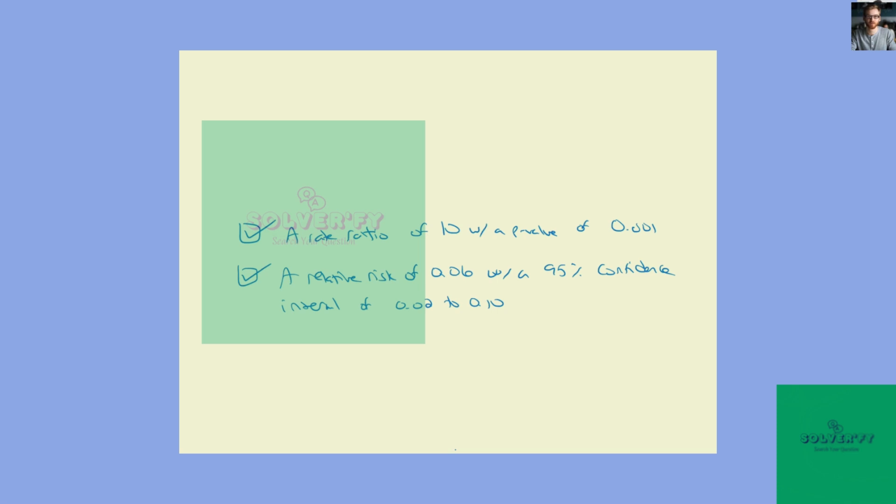The p-value is less than 0.05, which means that the relative risk is statistically significant at an alpha level of 0.05. So choose that last one as well.